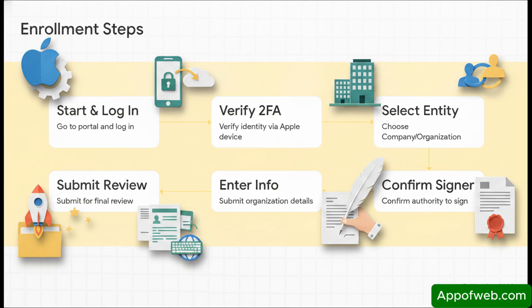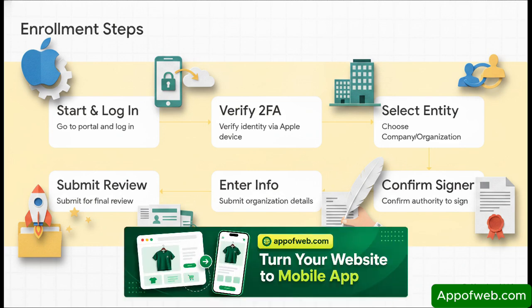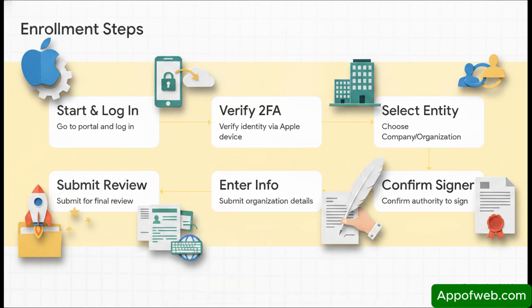First, go to the enrollment page, click Start, and log in with that brand new Business Apple ID. Second, verify your identity using the two-factor authentication code they'll send to your Apple device. Third, when they ask for your entity type, make sure to select company/organization. Fourth, you're going to confirm your authority to sign. Fifth, you'll enter all your organization info. And finally, you just submit it all for review. See, you're totally prepared for this.